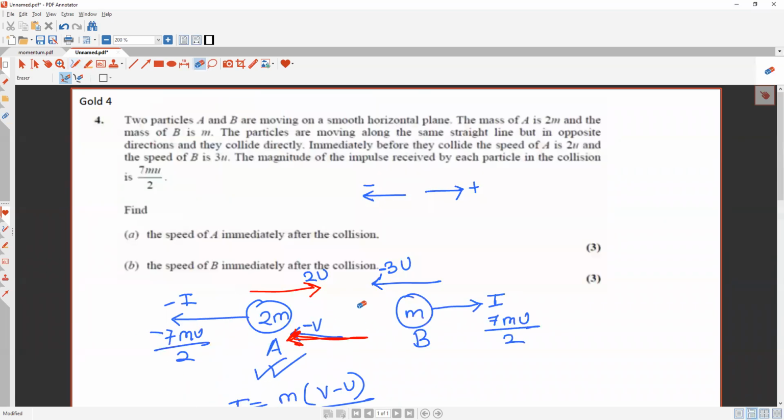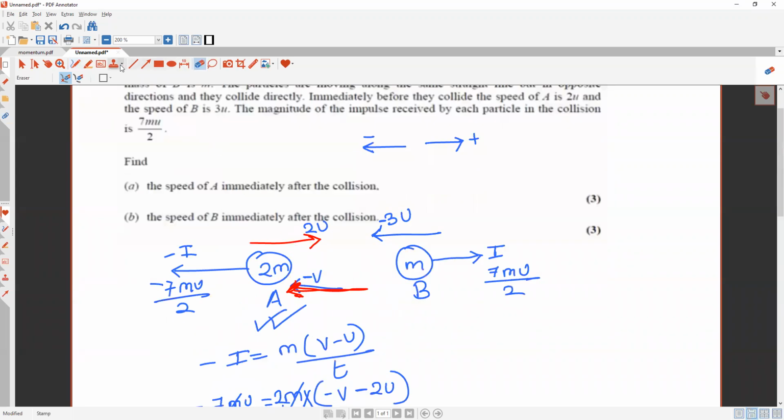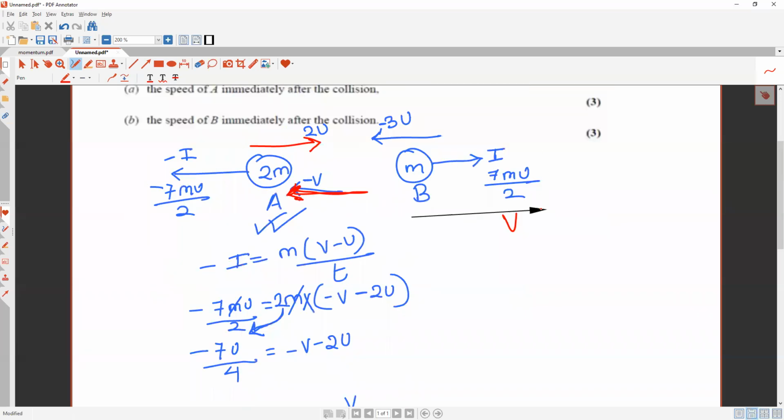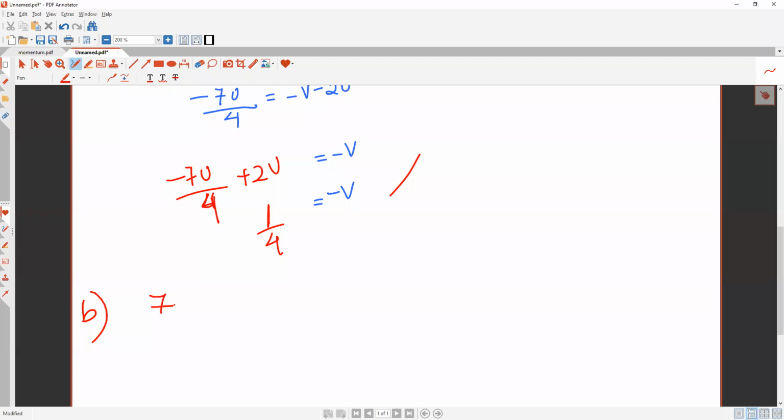Okay, let us go with B now. For B also I will assume the same as before. I assume that it is going towards the right. Initially the velocity was negative. Can you see? But the final velocity of B is positive, so I take V, same as before. My impulse is also positive. Can you see that? So 7 by 2 mu. It was the B part.